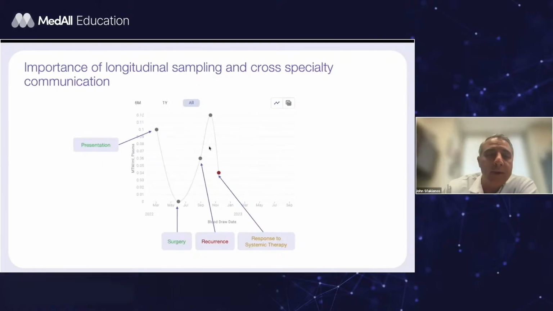So you can say at presentation, the patient was positive, surgery made him negative. During the MRD window, those first 3 months, he started to have a recurrence. He started getting treatment, started responding to that treatment, et cetera, et cetera.